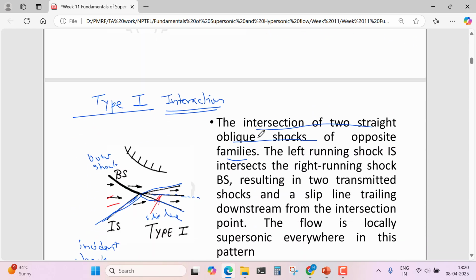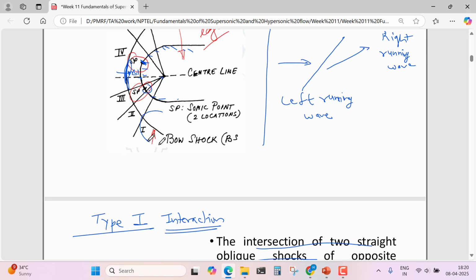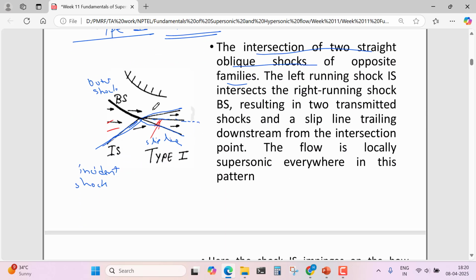So the type 1 interaction is the interaction between the right running bow shock and the left running incident shock. If you see this region, in this region the bow shock is right running. It is almost a straight line. And if there is a left running incident shock, both will interact and two shocks will be transmitted and there will be one flip line. And as the strength of this bow shock is very low away from the stagnation point, the flow will be supersonic everywhere. This is the type 1 interaction.